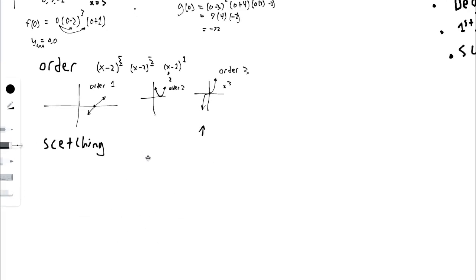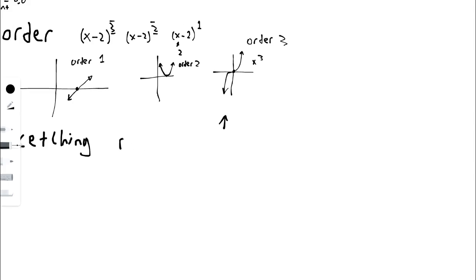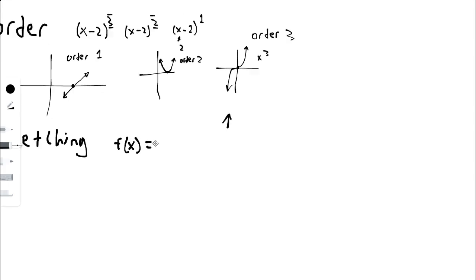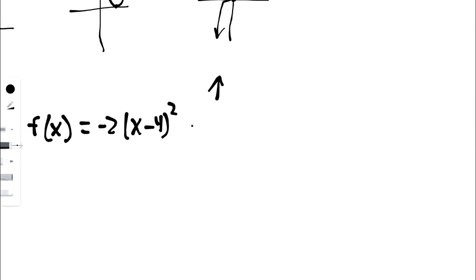So I'm going to make up one for this. I'm going to say f of x equals -2 times (x minus 4) to the power 2, and then (x plus 5), and then (3 minus x).